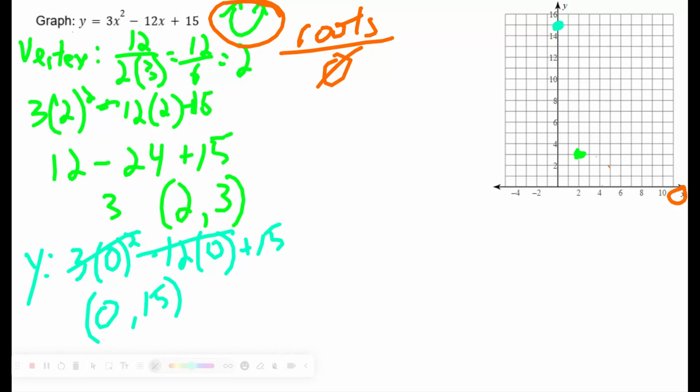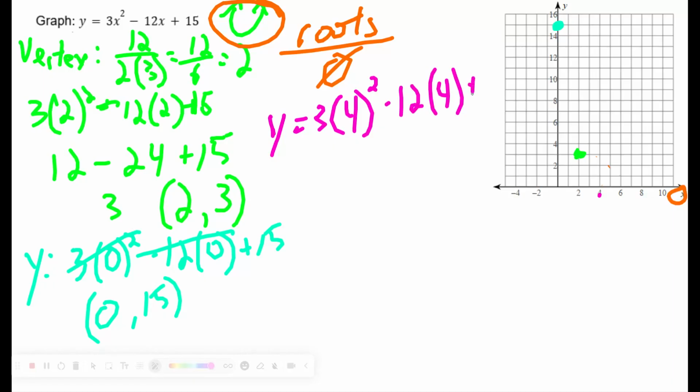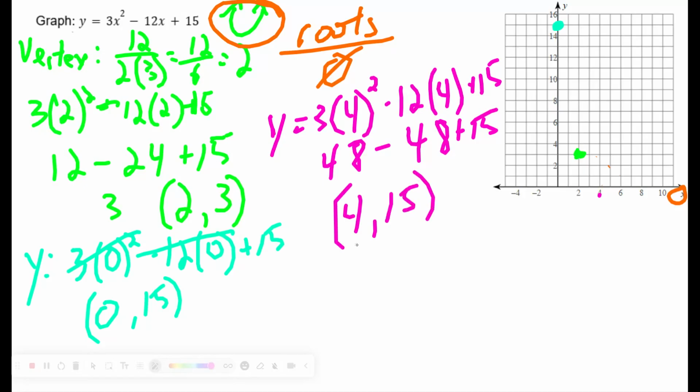So we've got 0, we've got 2. We have to plot a few other points. Let's use our axis of symmetry as a clue. Let's go to 4. y equals, and remember, you can plot any points you want on here, but you want it to be as advantageous for you as possible. 4 squared is 16. 16 times 3 is 48. 12 times 4 is 48. Well, that's nice. Plus 15.